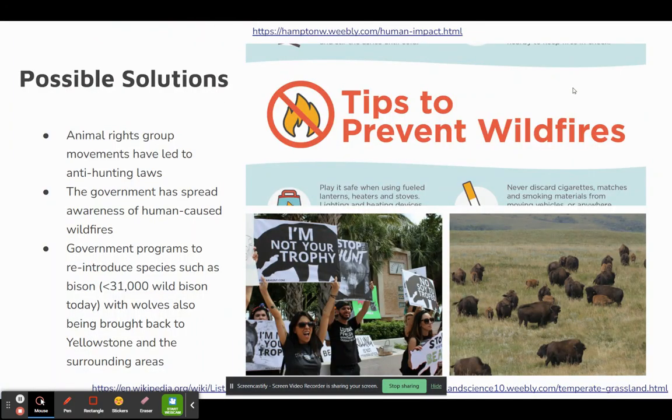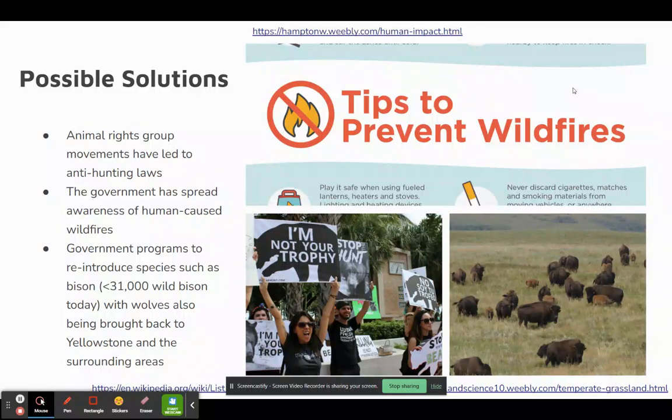So, how can we solve these? Well, number one, animal rights groups have led to anti-hunting laws, which you can see in this protest. The government has also spread awareness of human-caused wildfires. So you have something like this infographic here saying never discard your cigarettes. And also, it's now illegal. You can get fined or even sent to prison if you don't follow these safety regulations.